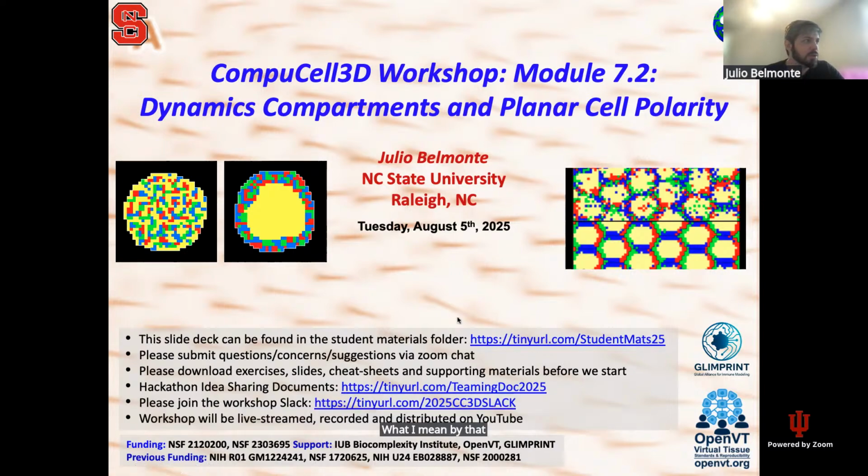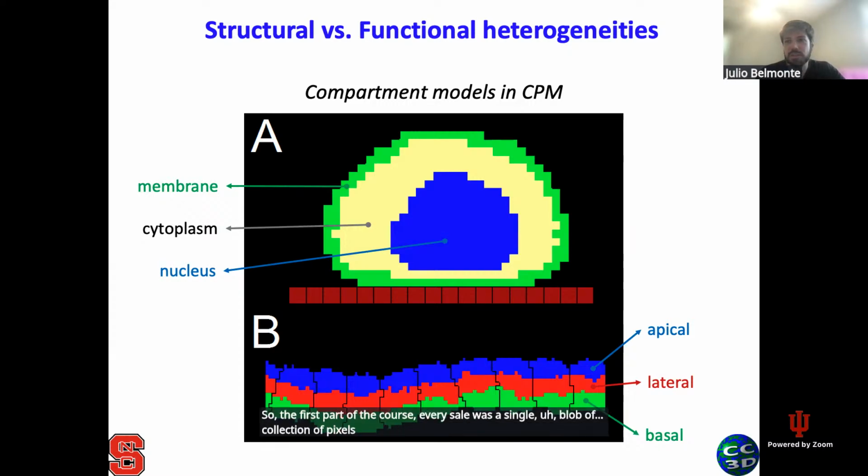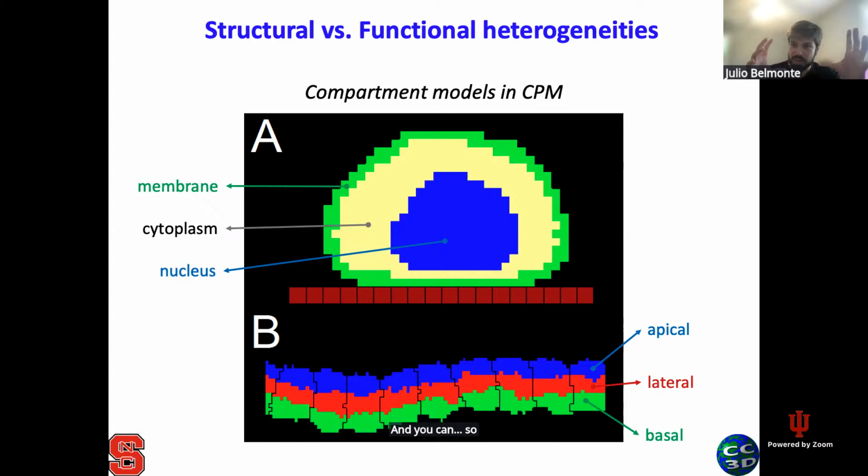Okay, so just to recap, in CompuCell3D, and actually in cellular Potts models more generally, you can use multiple cell regions to define a cell. In the first part of the course, every cell was a single blob, a collection of pixels, but you can also combine those different pixels to make a more structured cell. You can have a cluster that makes your real biological cell representation in CompuCell3D, and there are basically two ways to go about it.